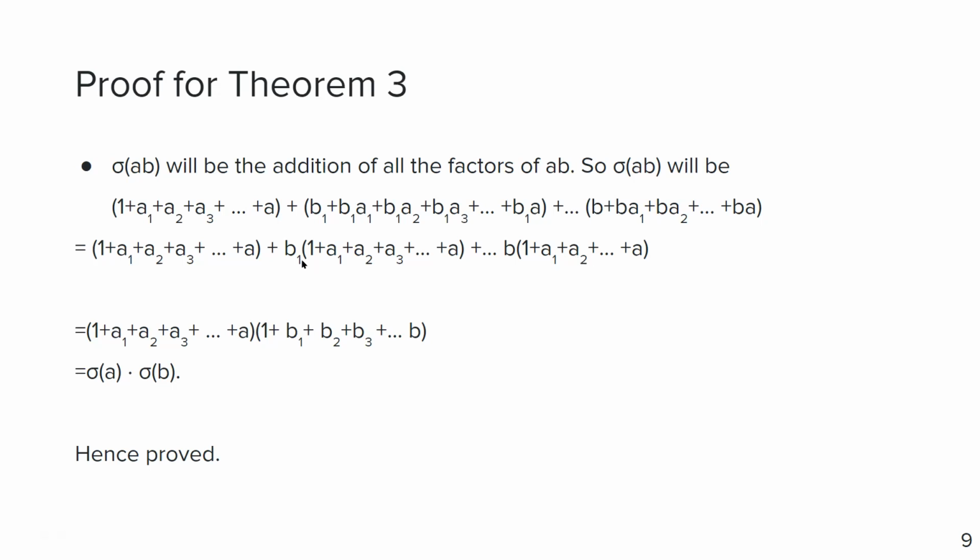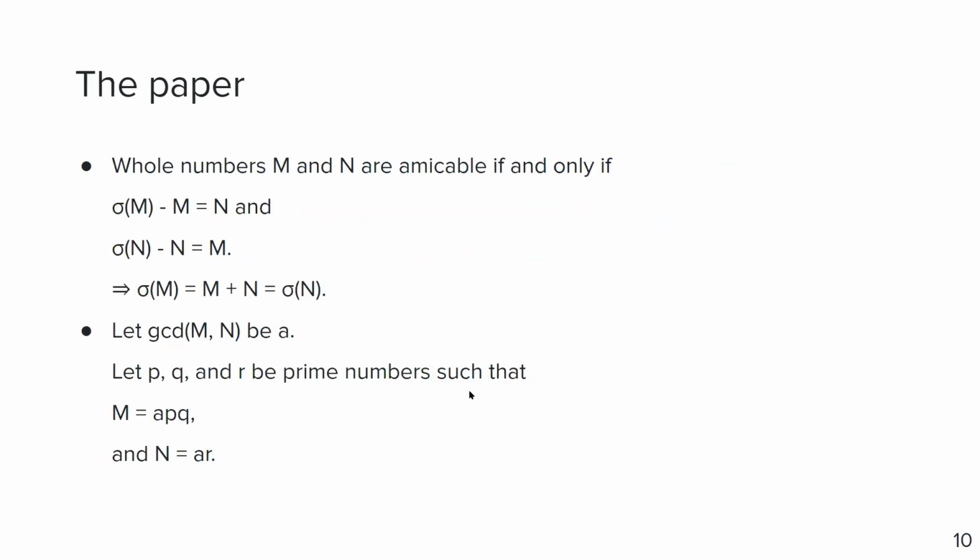And then if you observe, this is the same as this. So we can take this out of the whole expression. So we get 1 plus A1 plus A2 plus A3 plus so on until A, and 1 plus B1 plus B2 plus B3 plus so on until B. And this is equal to sigma of A. This is equal to sigma of B. Hence proved. So let's get into the paper now.